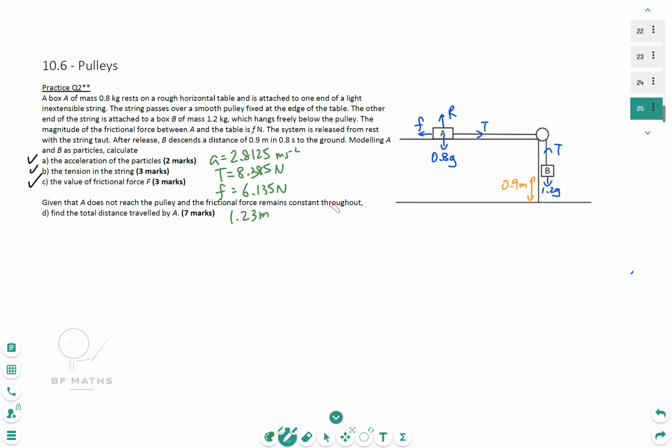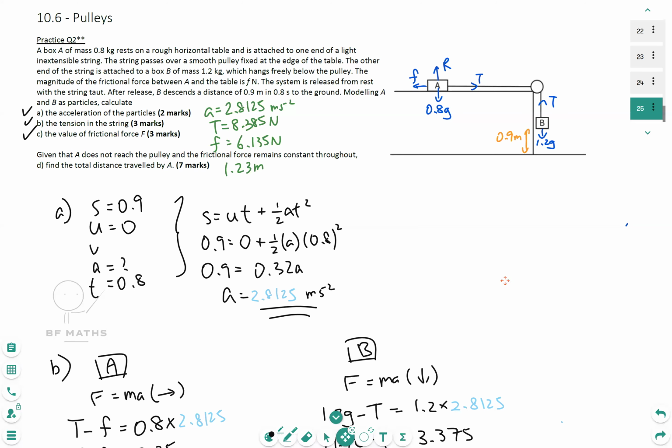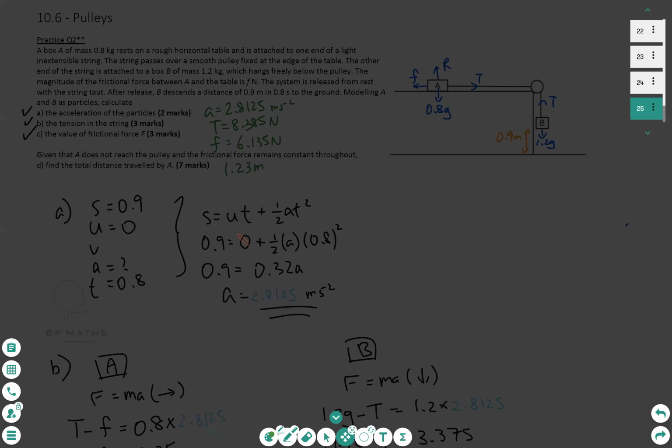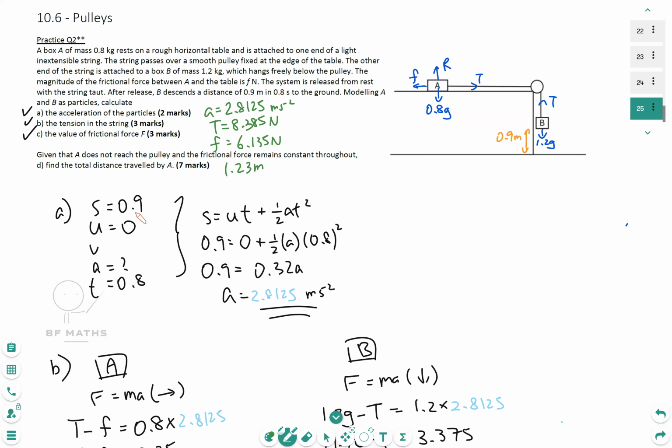Otherwise, I'm going to show you the full working out now. I'm showing you the working for questions A, B, and C. Question A, SUVAT, as I said. S equals 0.9 and U is 0. A is unknown, T is 0.8. So you can use SUVAT and work out A equals 2.8125.